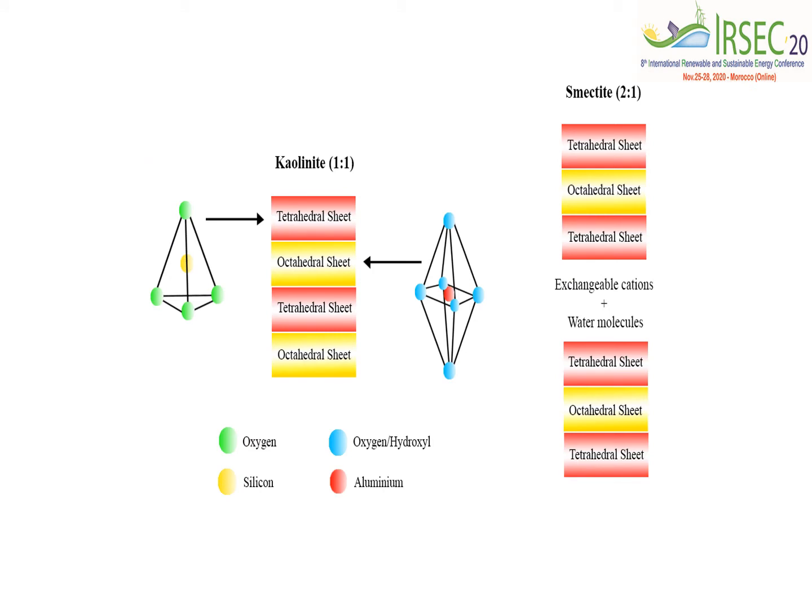In 1:1 type, the tetrahedra and octahedra sheets are arranged in alternate manner. In 2:1 type, one octahedra sheet is sandwiched between two tetrahedra sheets, which all together form one silica sheet, and in between these silica sheets there is presence of small cations and water molecules, and they are exchangeable in nature.